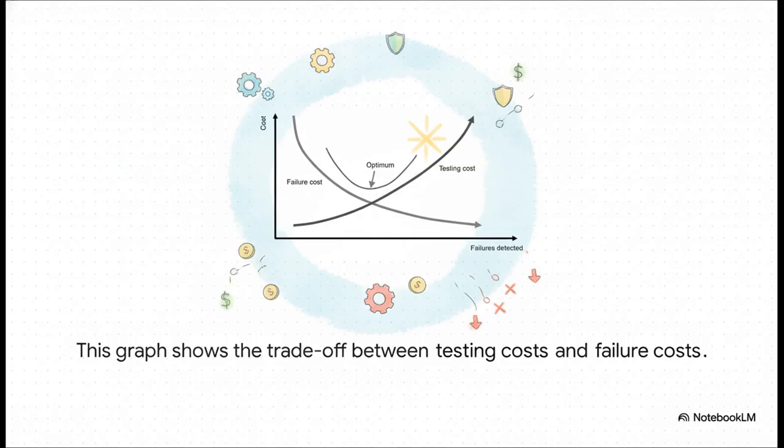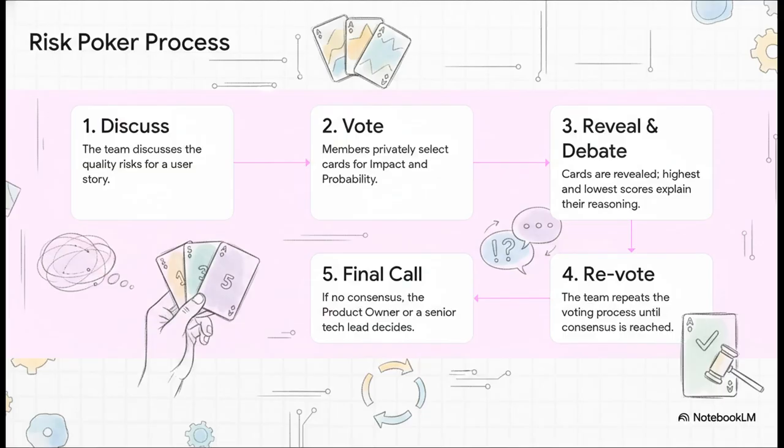You can see it in this chart. The more you test, sure, the lower your cost of failures, but you hit a point where you're spending more on testing than you're saving. The goal is to find that sweet spot, that optimal point right in the middle where the total cost is as low as it can be. So how do we find that sweet spot?